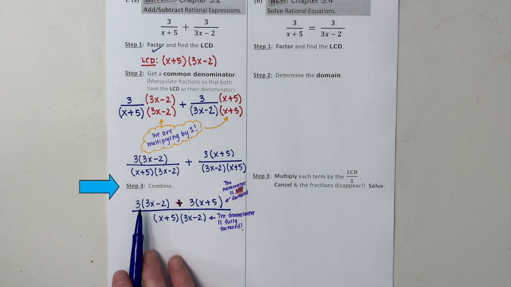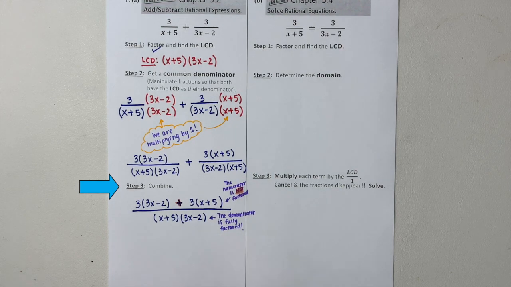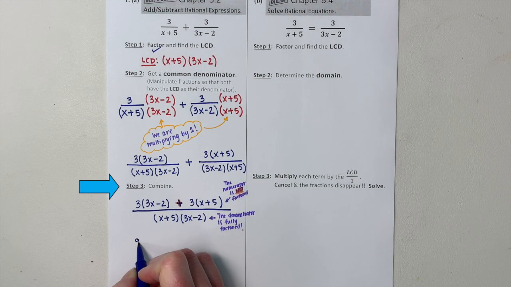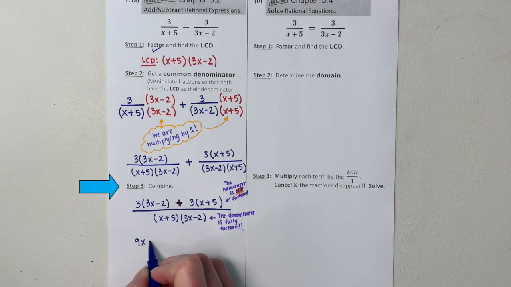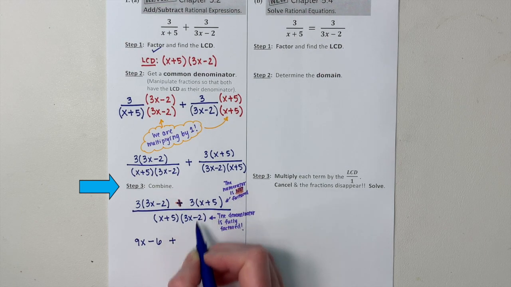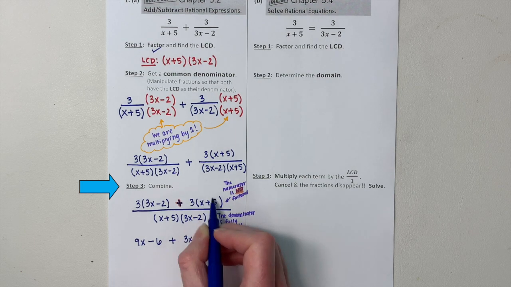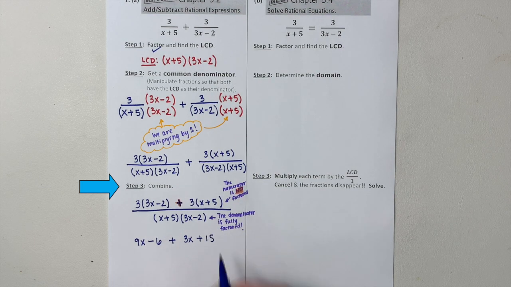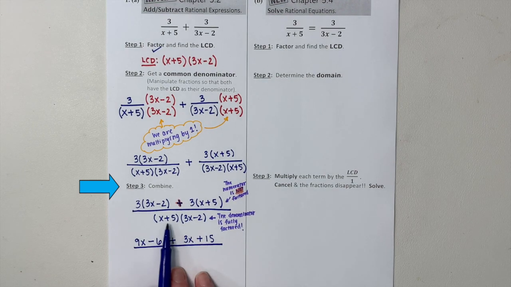So we need to work on the numerator to get it in fully factored form. To do that, let's distribute here and here. 3 times 3x will give us 9x, and 3 times negative 2 will give us a negative 6. And then we'll bring down the plus, and 3 times x will give us 3x, and 3 times 5 will give us 15. Remember, the denominator is fully factored, so we want to leave it exactly as is. So I'm just going to copy down this exact denominator right here.